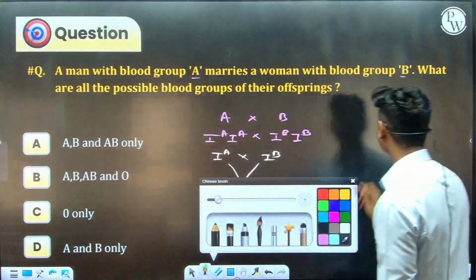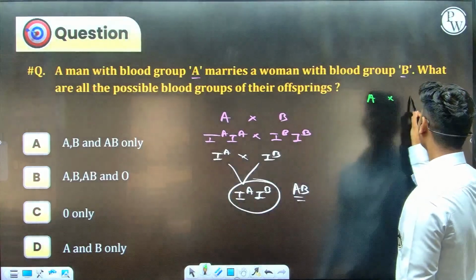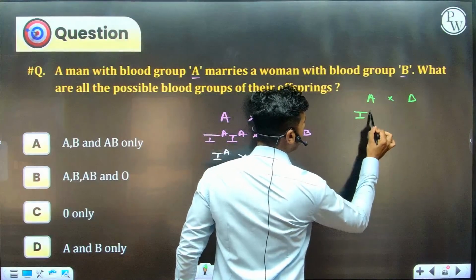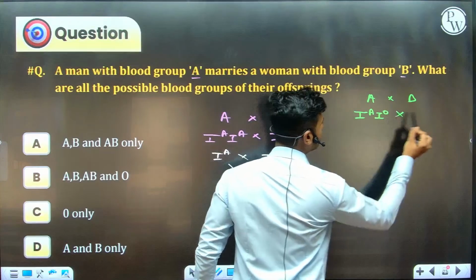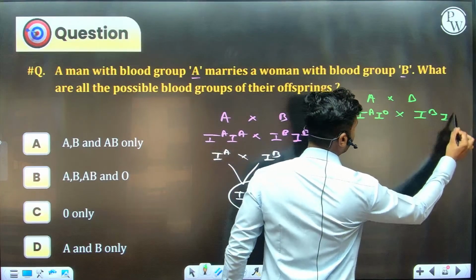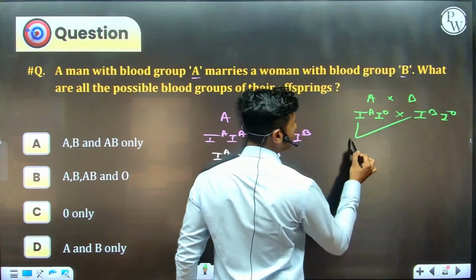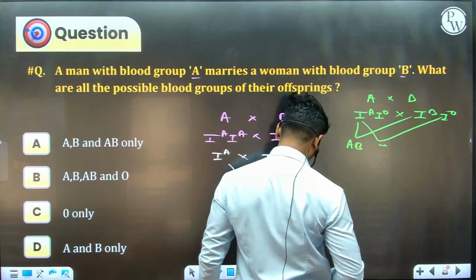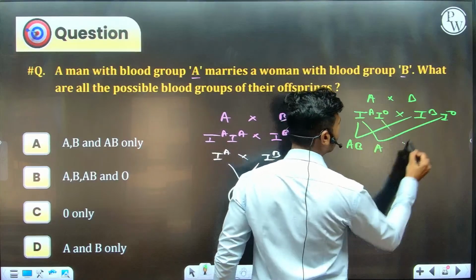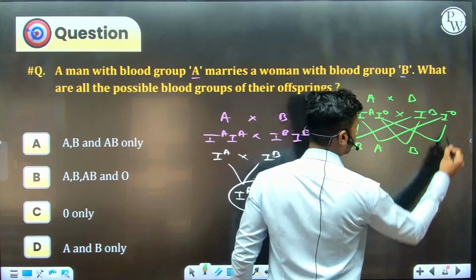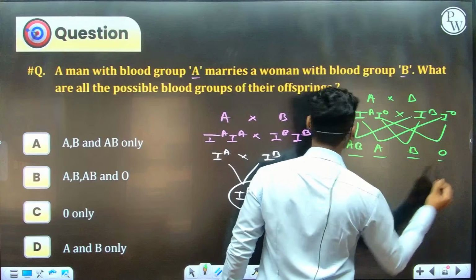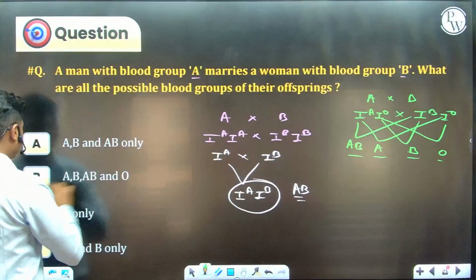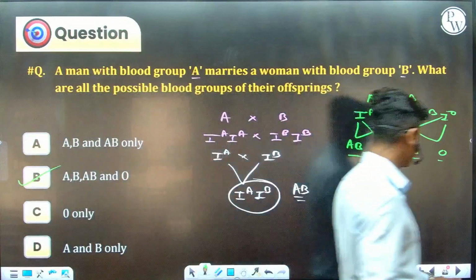Let's try to solve with this. Blood group A crossed with blood group B. For blood group A, IA, IO heterozygous; for B, IB, IO heterozygous. First cross gives AB, then blood group A, blood group B, blood group O, all possibilities. Any option with blood group A, B, AB, O? The second option, B, is the correct answer.